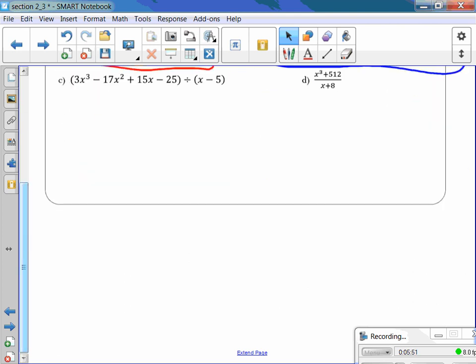So for this example, 3x cubed minus 17x squared plus 15x minus 25, all divided by x minus 5.